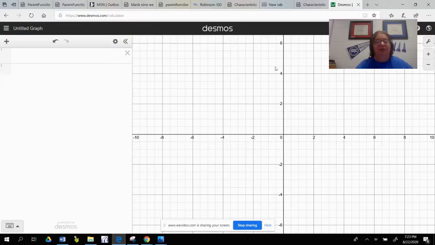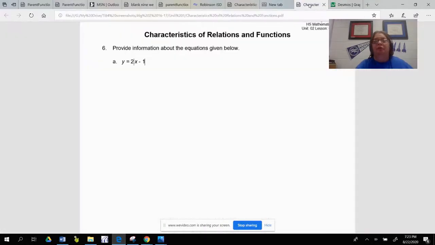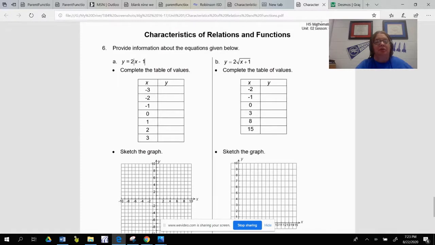All right, Algebra 2 students, we are back at it again. We are going to finish up these last couple ones for characteristics of relations and functions. If we were in class, we would do this with our TI Nspires, but we can do this with Desmos.